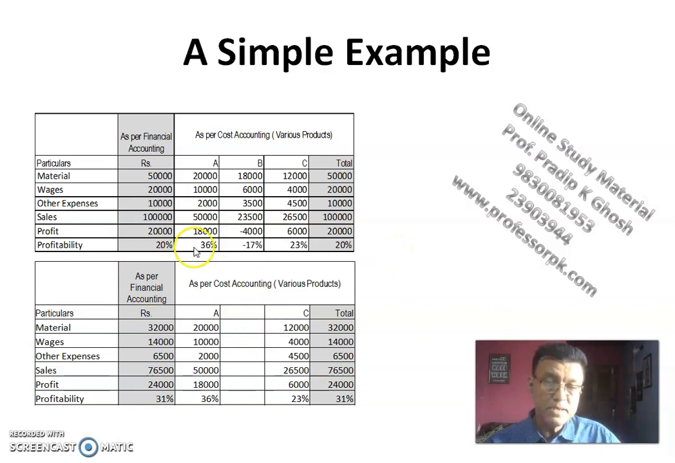But objectively analyzing, you can find that by removing product B, you can make more profit. Now it is up to the management to decide whether strategically they should remove product B, whether there is any other consideration to continue the production of product B.